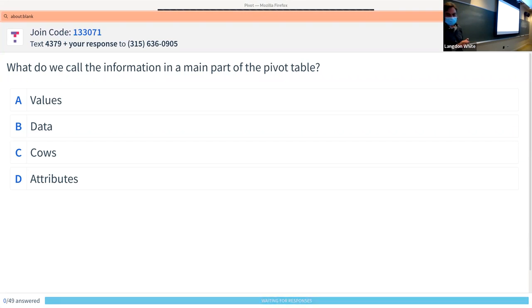Okay, so what do we call the information in the main part of the pivot table? And I kind of alluded to this earlier. I am disappointed that no one has chosen cows yet. That's probably what I would call it. They have now, though. Cows is not the correct answer, FYI, as much as I would like it to be. Exactly.